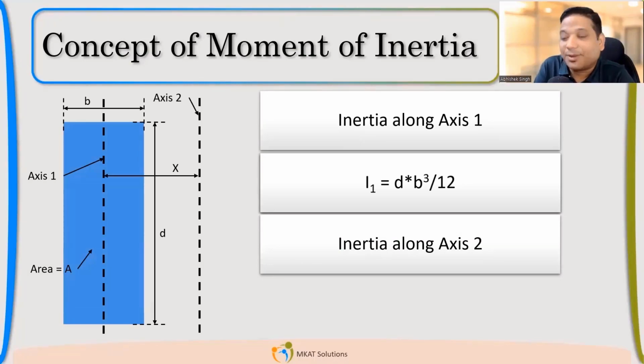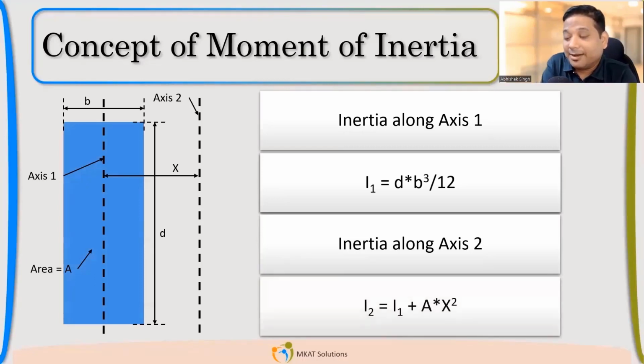Area is A. So AX square plus whatever the original was, dBq by 12 plus AX square. Everybody agrees to that? Yes, guys, come on, respond. So basically I1 is your dBq by 12 plus whatever is the distance, the square of it multiplied with the area. So dBq by 12 plus ax square. So that is the moment of inertia along this axis. Now this is what we are going to use very extensively in the combined inertia calculation.